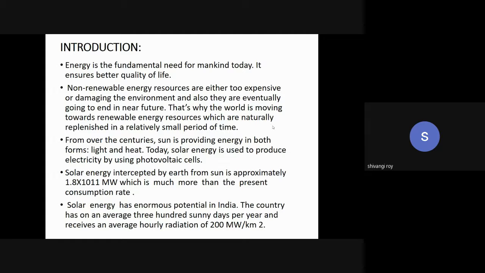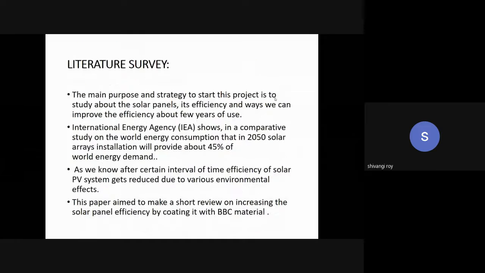Solar energy received by the earth from the sun is approximately 1.8 x 10^11 megawatt, which is much more than the present consumption rate, and it has enormous potential in India. The country has on average 300 sunny days per year. By going through the paper, we came to know that IEA has done a comparative study on world energy consumption.